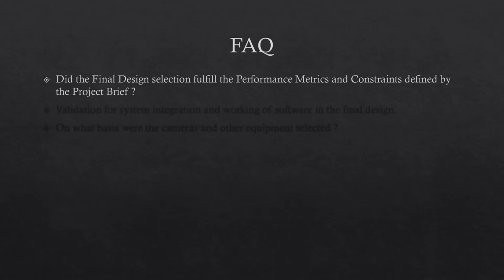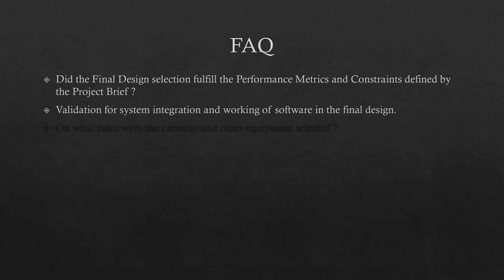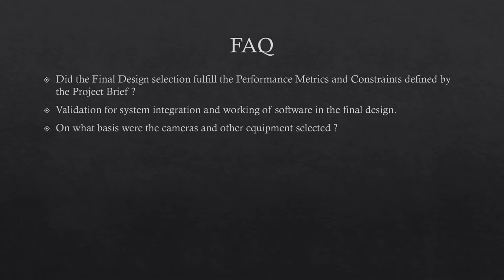Answering all the FAQs in sequential order, the final design selection fulfilled all the performance metrics and constraints defined by the project brief. The functional requirements were also defined based on the same. The technology and software used were validated on the basis of experiments conducted by published authors, and the existing work is used as a working reference to support the claims in this portfolio. The cameras and other equipment were compared to other equipment based on a Pugh matrix. The devices with the highest points were deemed the most suitable for the mission.